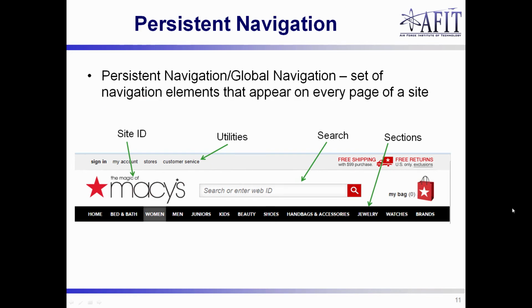The persistent navigation, which is also called global navigation, is the set of navigational elements that appear on every page. It provides consistent information so that you know that you're still on the same site. And this consistency also means that you only have to learn it once. So if you know that the search bar is off and to the right corner, you'll know that it's there the entire time. Or in this case, your shopping bag, it would have been nicer for them to have labeled it cart, but you know that it's in that one place no matter where you go. And this consists of 4 elements. You've got the site ID, utilities, search bar, and then your main sections.